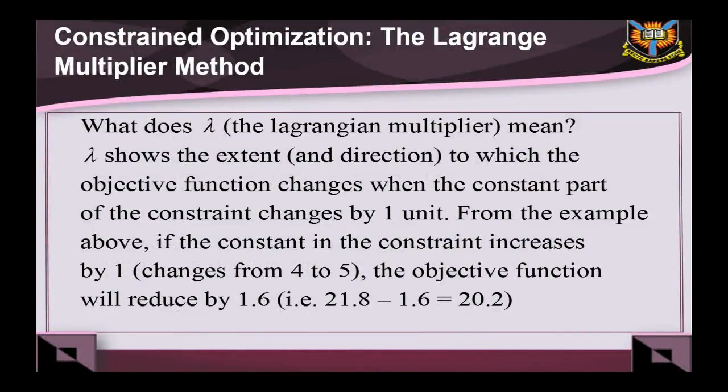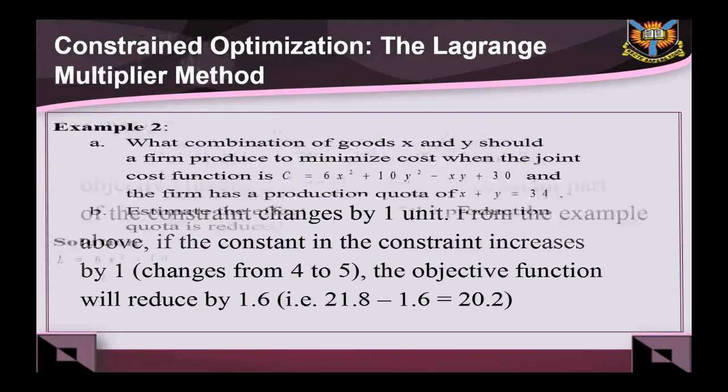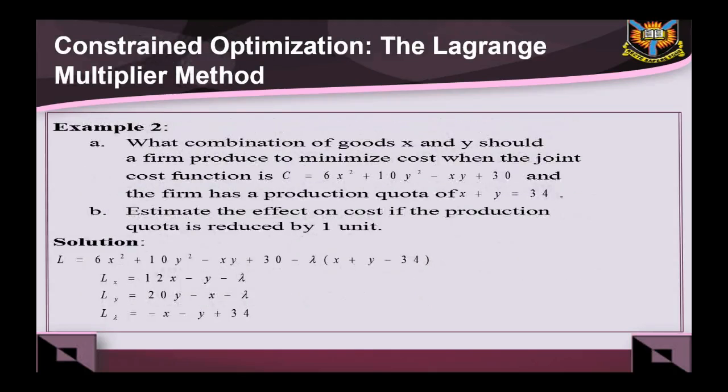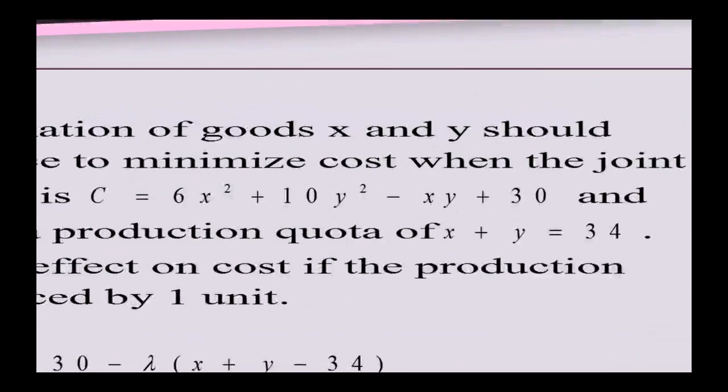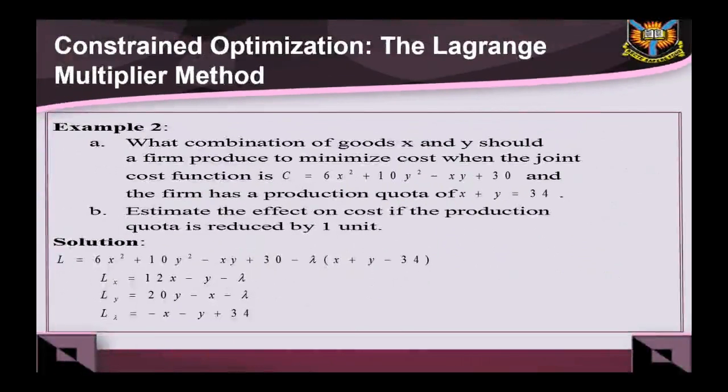Example 2. A. What combination of goods X and Y should a firm produce to minimize cost when the joint cost function is C equals 6x squared plus 10y squared minus xy plus 30, and the firm has a production quota of x plus y equals 34? B. Estimate the effect on cost if the production quota is reduced by 1.